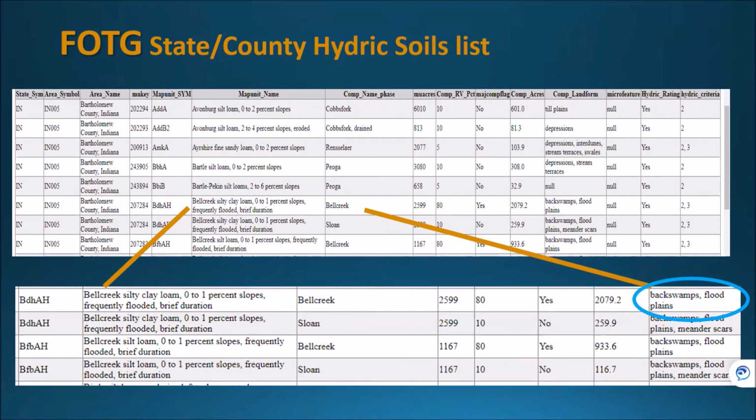The cool thing about it is it tells you what landform those are on. So this particular one is saying that we're in a Bell Creek, a flooded soil, and it happens to be on the back swamps of those floodplains. Like I mentioned before, those back swamps tend to be pretty wet. So that could be a good place to start looking for this type of enhancement or creation. Next slide.